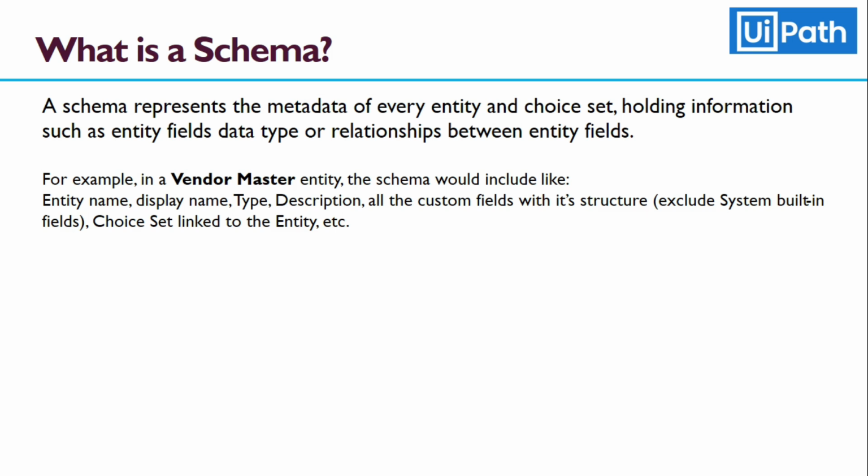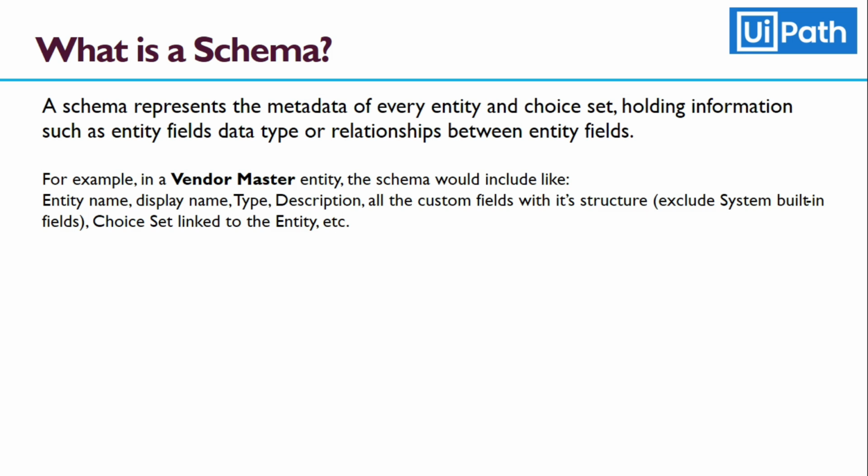For example, in a vendor master entity, the schema would include entity name, entity display name, entity type, entity description, and all the custom fields that are part of that entity with its structure, which will exclude the system built-in fields and system built-in entities. It includes the choice sets, etc.